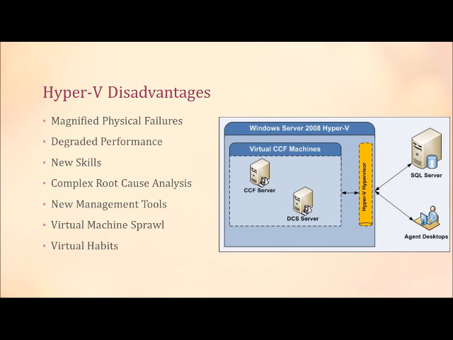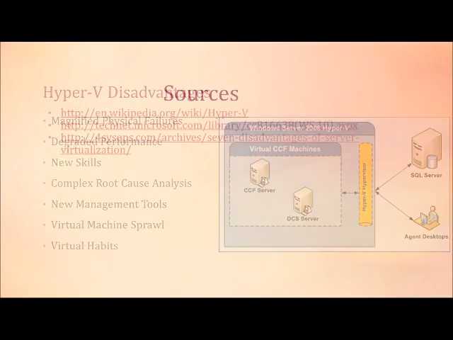Complex root cause analysis. If there is trouble, it is harder to determine where the problem is because of virtualization. New management tools can be costly, and since there are no standards for virtual server management, virtual machine sprawl means that it's too easy to clone the number of servers that you need. Virtual habits is where virtualization occurs where a physical technology is better.